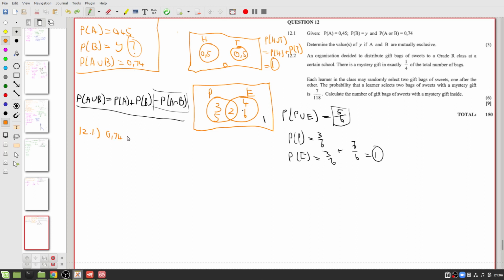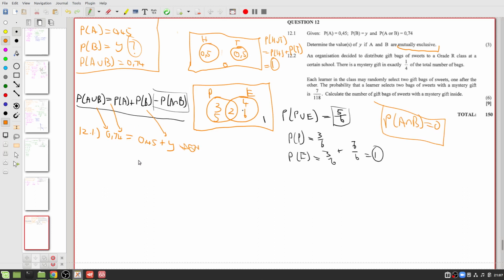Equals, okay, right? That equals the probability of A, we know that's 0.45, plus the probability of B, which is y. And then minus the probability of A and B. Now, what did we just say? If things are mutually exclusive, like heads or tails, there is no intersection. The probability of A and B, so for mutually exclusive, probability of A and B equals 0. Right, so that's the thing to remember here for mutually exclusive. So minus 0, so we don't need that.